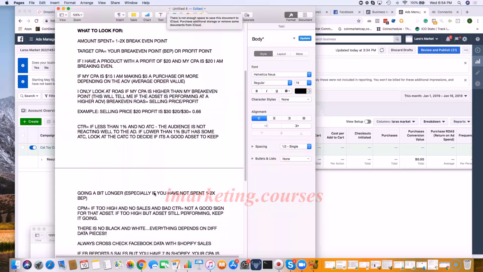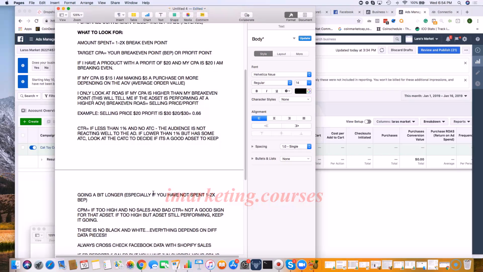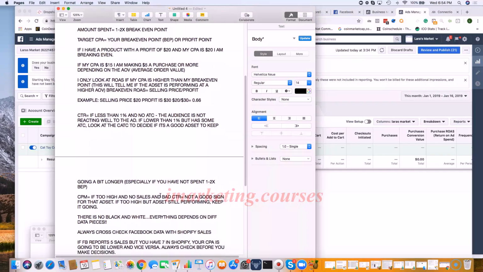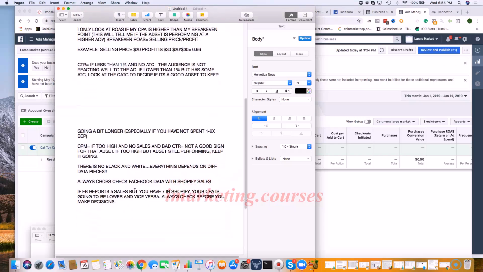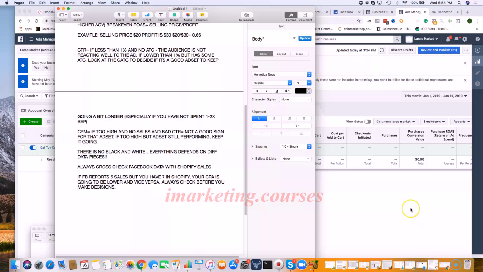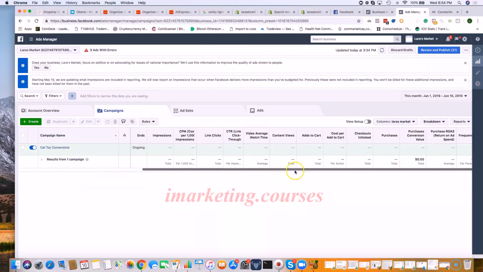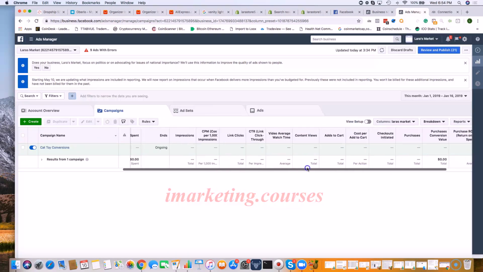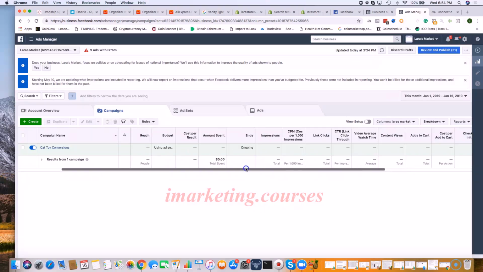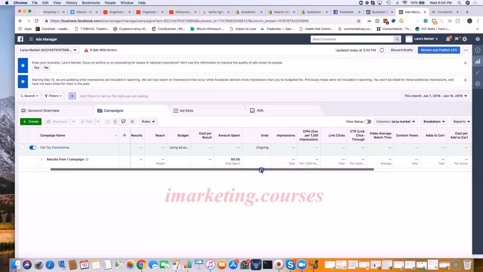Always, always, always cross-check Facebook data with your Shopify sales. If Facebook reports 5 sales, but you have 7 in Shopify, your CPA is going to be lower, and vice versa. Always check before you make any decisions. Now you're going to be able to see all this data, guys, right here, because we already created those columns, right? So those are the data pieces you want to be looking for when you are testing products.